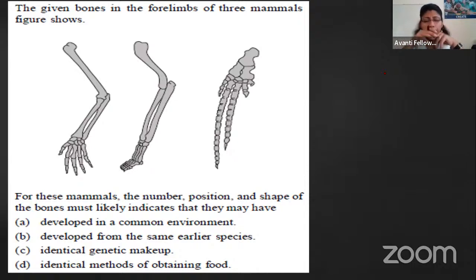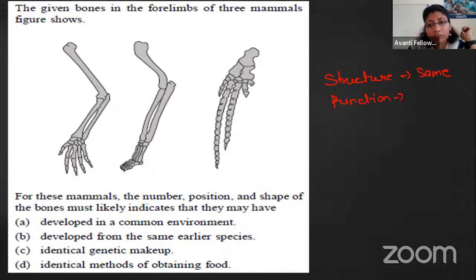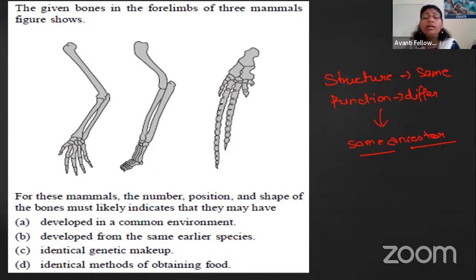As we go forward, we have studied homologous organs, right? We have studied that when the structure remains the same but the function differs, it shows that we are arising from the same ancestor, right? That is why our body makeup or the structure of the body is the same. But as time passes, as conditions change, as we move towards different geographical regions, or start having different uses of those structures, we are performing different functions.